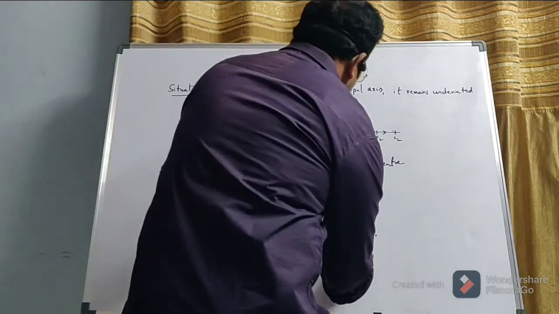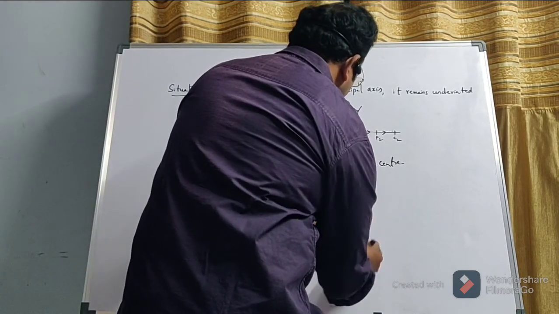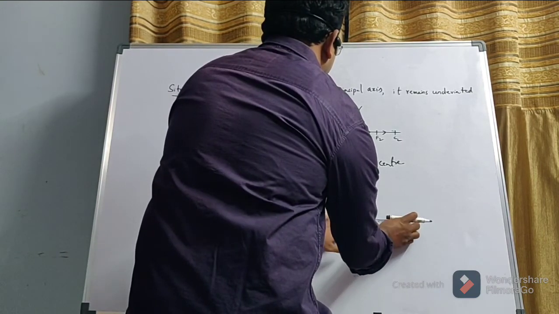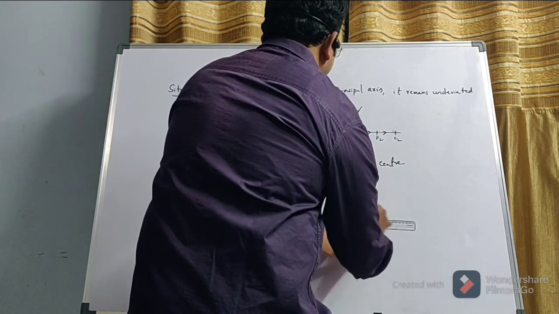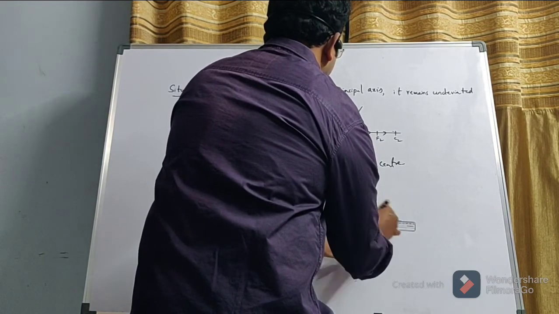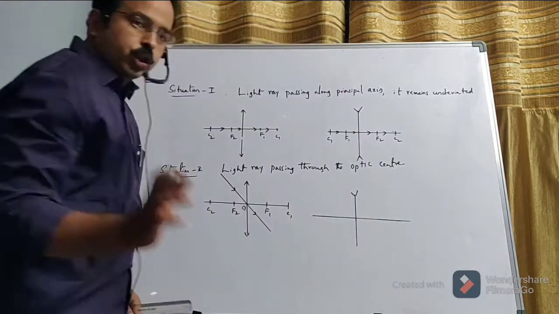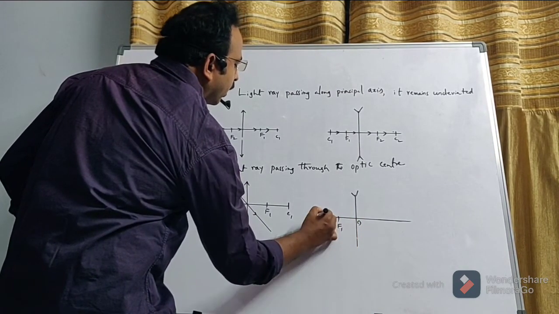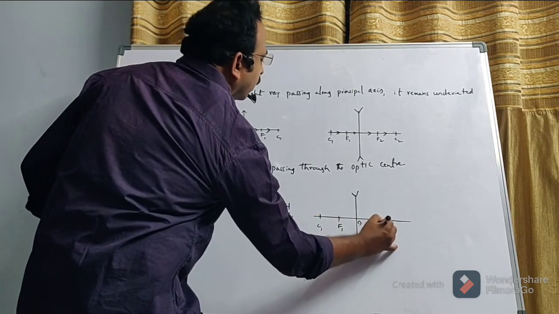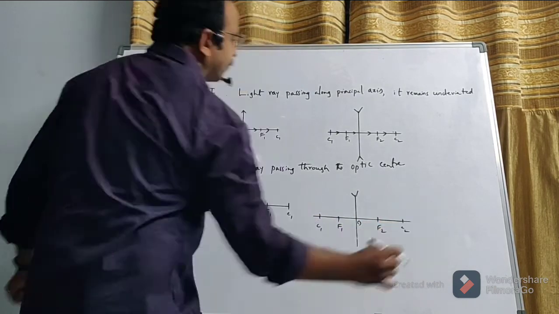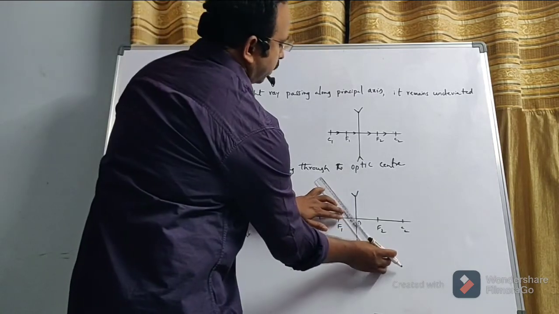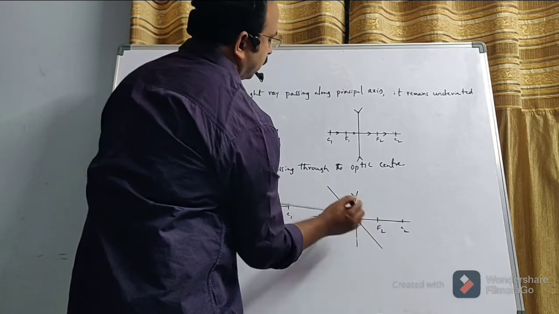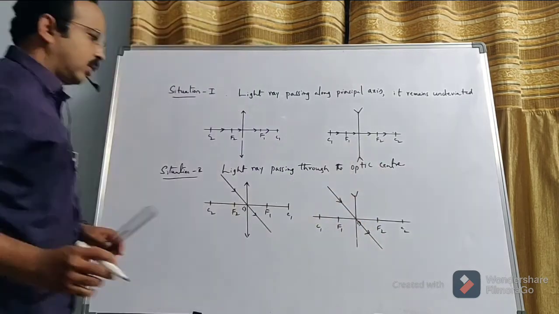In the case of the concave lens, we have it like this. Children, remember very carefully that this is the optic center, and here F1 and C1 and here F2 and C2. The light ray passing through this optic center passes straight like this.